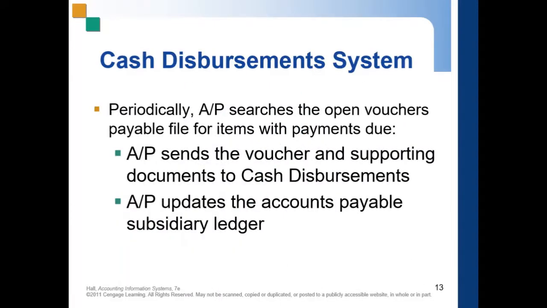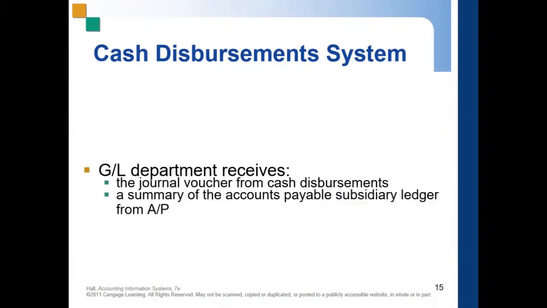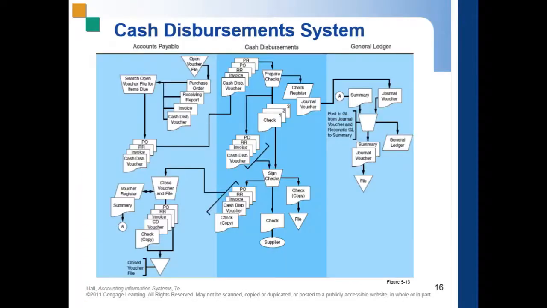So, this is what I was talking about. So, here is the manual system. So, kana same na gihapon. Still the same. You start with the open voucher file, and then you search for the ones that are currently due or identify the liabilities due. And then with that you make a cash disbursement voucher or voucher packet, which will then be sent to your cash disbursement department, which will then prepare the check, and so on and so forth.